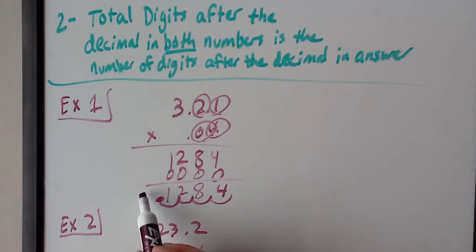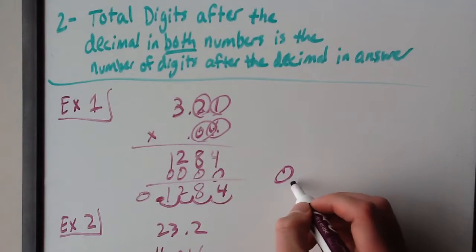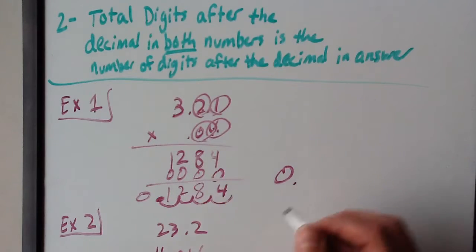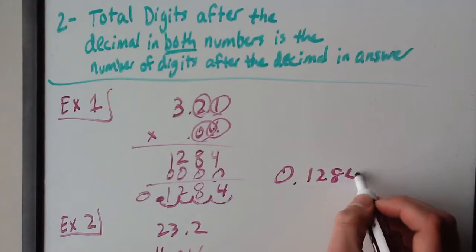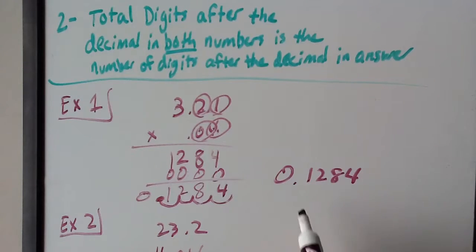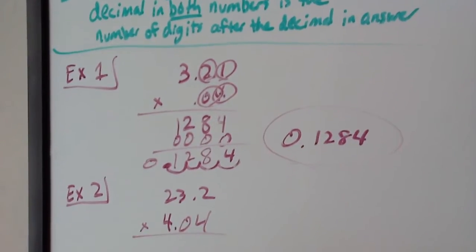Before this decimal point, I can add a 0. It's a placeholder 0. So my answer would be 0.1284. 1,284 10,000ths. That's my answer to number 1.